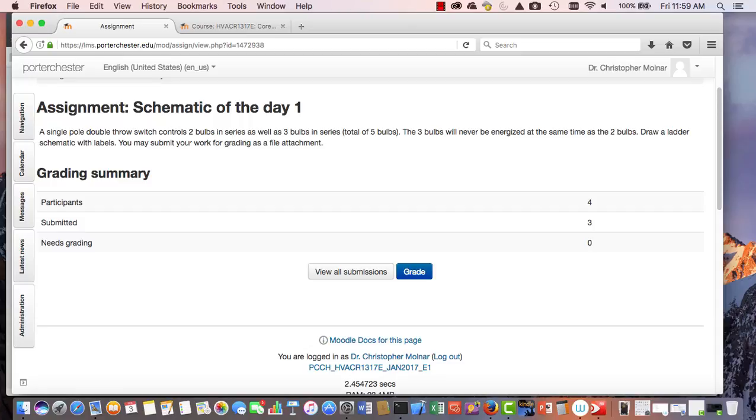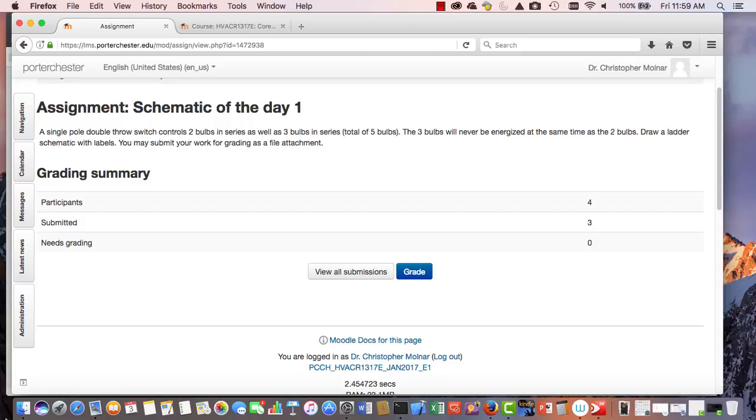Okay, so let's first of all understand what we're asking. We have 5 light bulbs. 2 of them are in series. Then 3 are in series. A single pole double throw switch controls them so that the 3 bulbs will never be energized at the same time as the 2 bulbs.